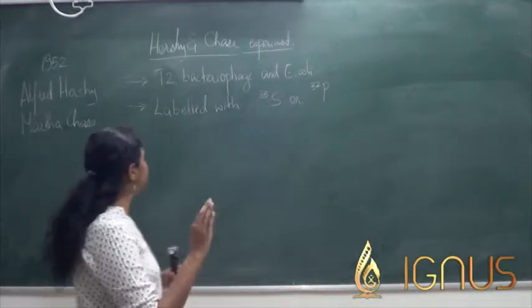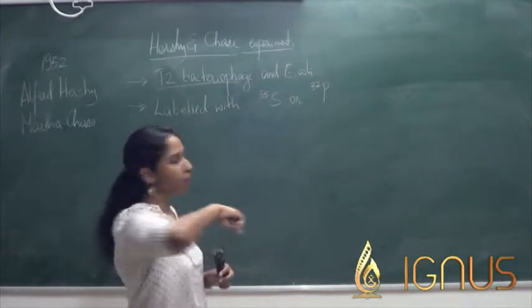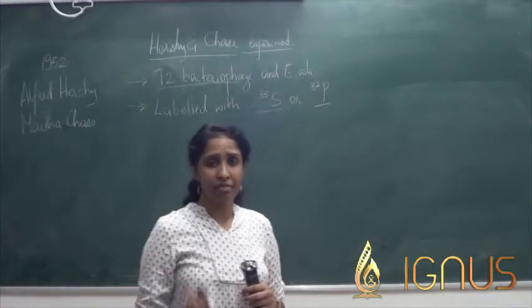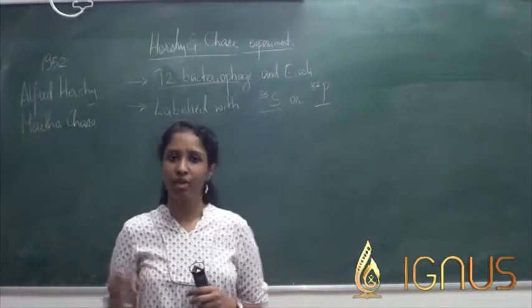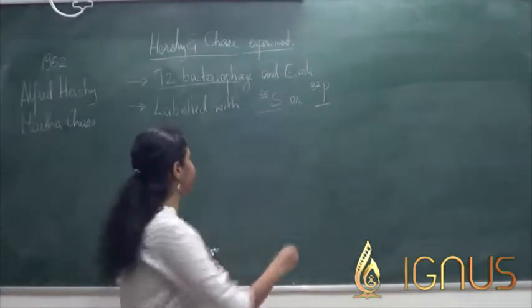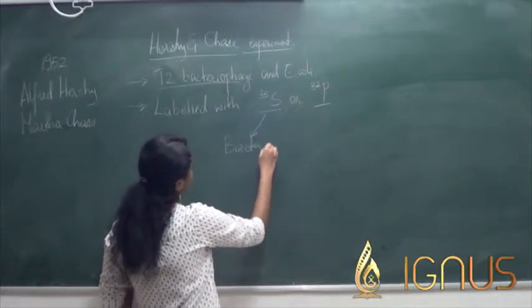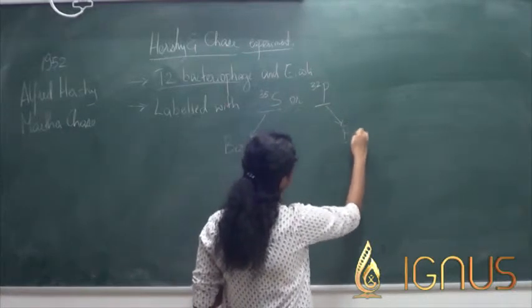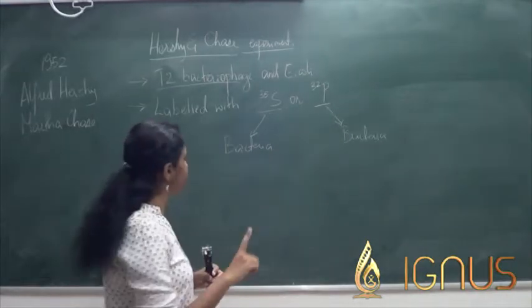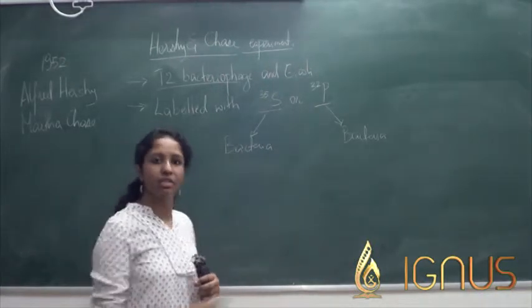Okay, so in Hershey and Chase experiment, they took T2 bacteriophage and then labeled it with either radioactive sulfur or radioactive phosphate. Once the labeling was done, they used these radio-labeled bacteriophages to infect bacteria. So either the S was infected into bacteria or the P was infected into bacteria. Right? So it was either labeled with sulfur or phosphate, not both of them at the same time, and each of them was infected separately into different bacteria.